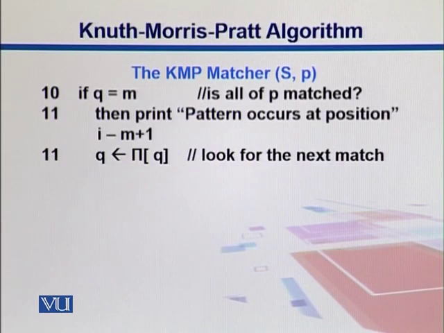So as soon as this q becomes equal to m, it means that all characters within the pattern are matched. So it will print the occurrence of the pattern at position i minus m plus 1. And q will be reset with pi of q, and then it will start looking for the next match. Let's execute that and understand how it goes.